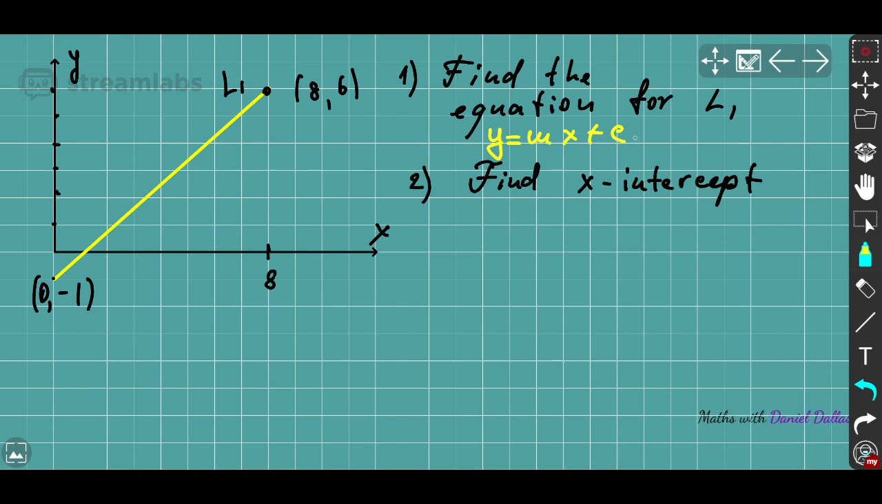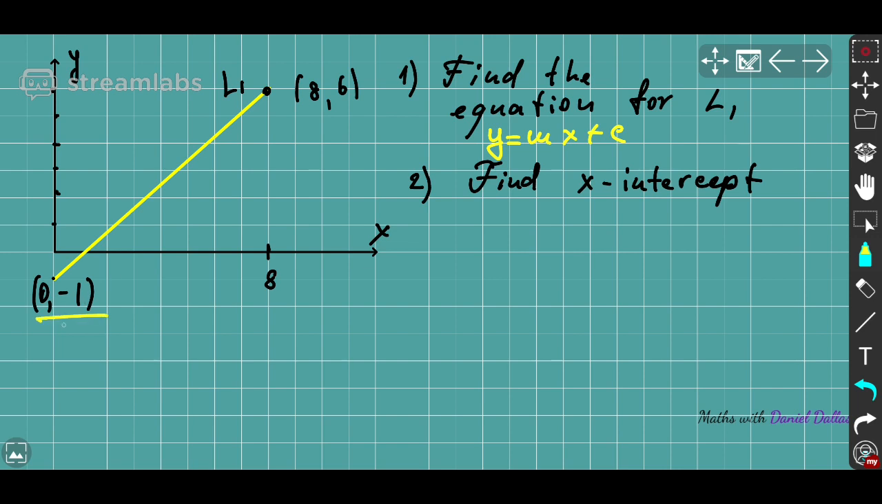Let's have a look at your line L1. Where does it cross the y-axis? Remember, c stands for y-intercept, so where does the y-intercept occur for your line? Now, that's not the y-intercept. This is another random point with coordinates 8 and 6. But you have another point with coordinates 0 and -1. So what stands for c in this case?